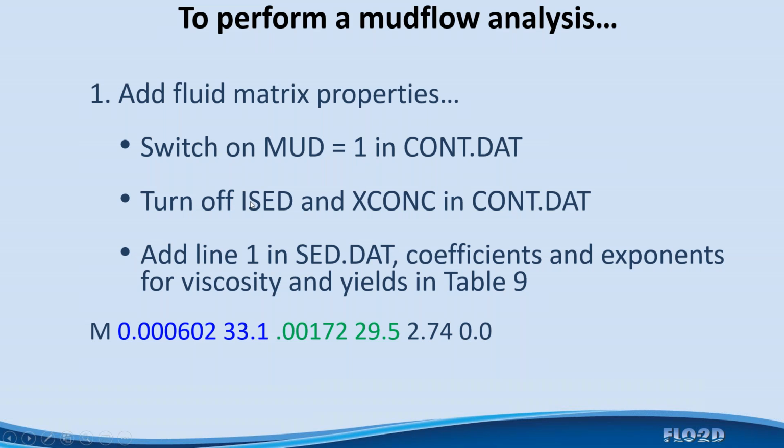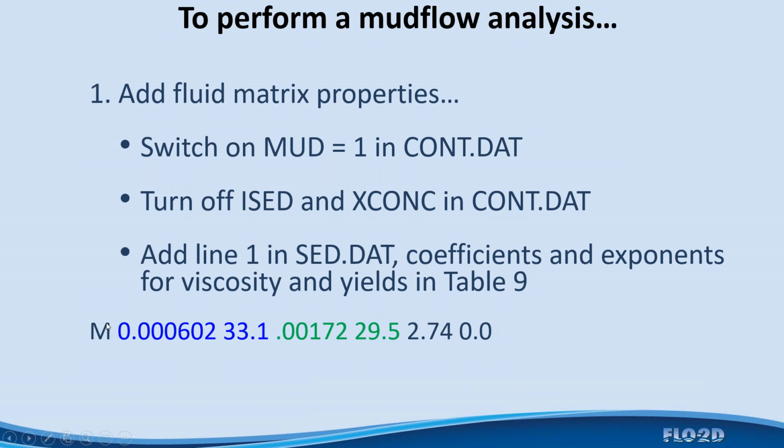Turn off your conventional sediment transport if you had it on. And any generic bulking factor that you might have, if you were just doing clear water flow, say at 10 or 20%, and you just wanted to bulk the entire thing to see what effects having a low sediment concentration in your flow event would have in your water event. Then you need to add one line in sed.data. And this is just the coefficients and exponents that I showed you for the viscosity and the yield stress in table 9. That's a typo.